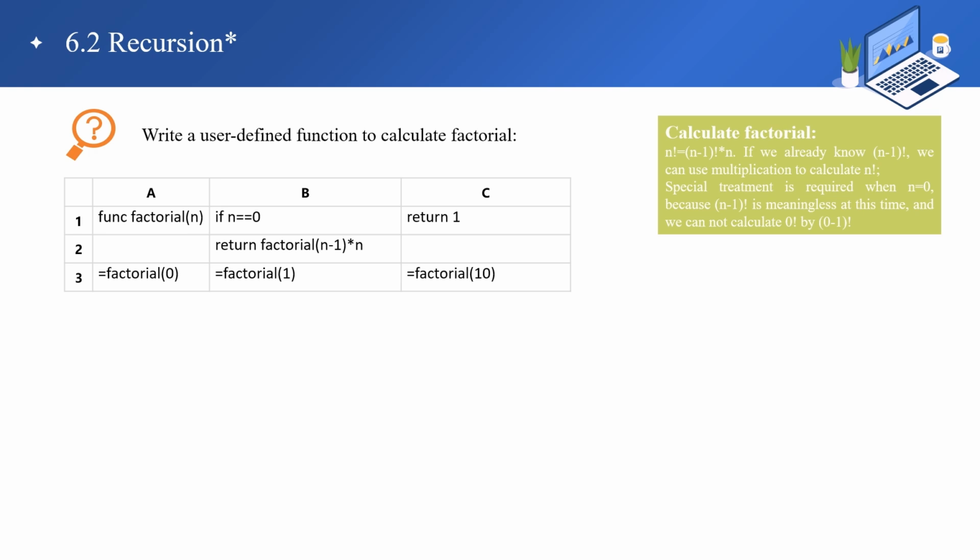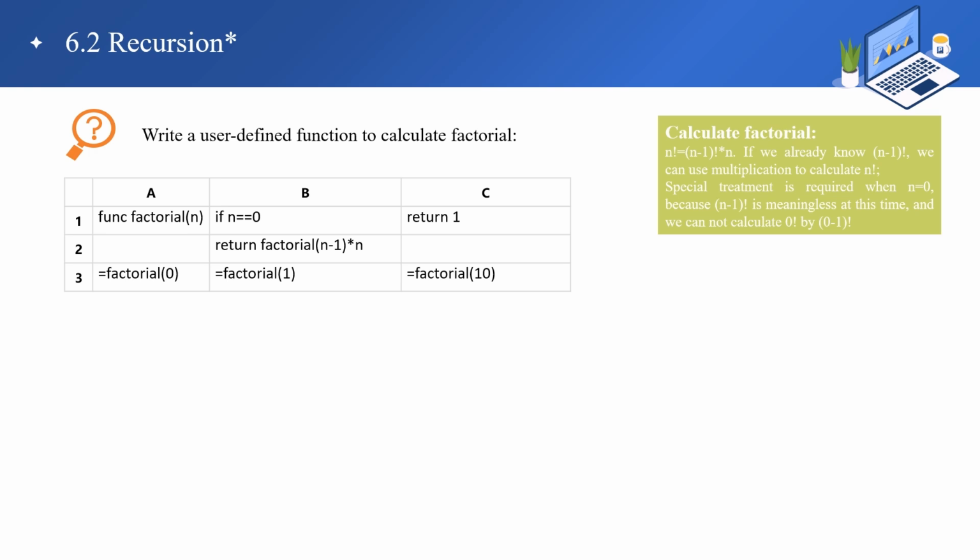Let's look at the factorial operation. It is a good example. We know that the factorial of n is equal to the factorial of n minus 1 times n. That is, if we already know the factorial of n minus 1, we can use multiplication to calculate the factorial of n. However, special treatment is required when n equals 0, because the factorial of n minus 1 is meaningless at this time, and we cannot calculate the factorial of 0 by the factorial of 0 minus 1.